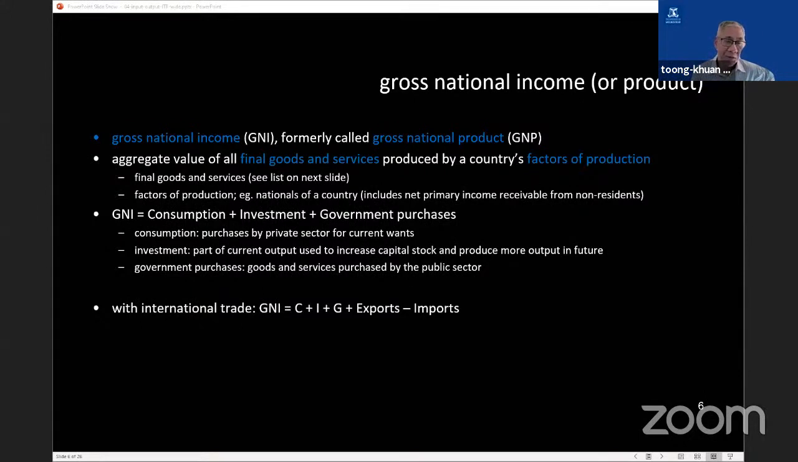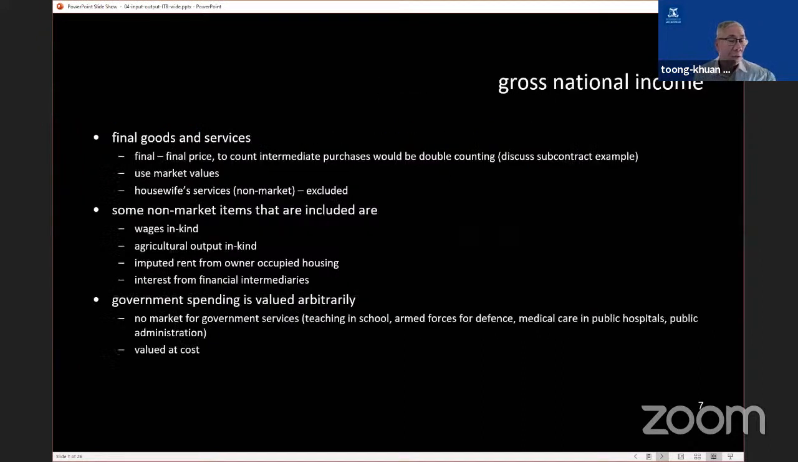Then the opposite will be if you have a Japanese company like Kajima operating in Jakarta. Kajima's value add will be calculated as GDP Indonesia and also GNI Japan. I hope that's clear. If it's not clear, please unmute yourself and ask questions, okay?